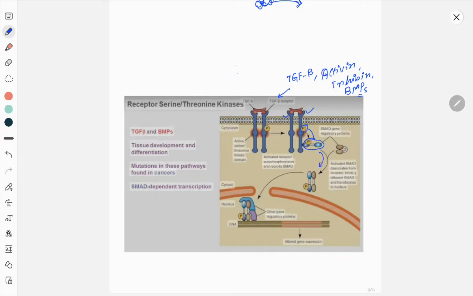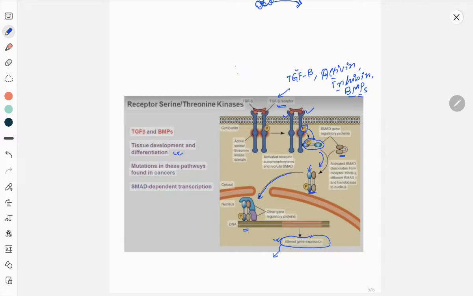This will form a heterodimer. Another SMAD regulatory protein will attach with this phosphorylated SMAD regulatory protein subunit, and this heterodimer will go inside the nucleus and will attach with the SMAD gene, and this SMAD gene will then be expressed via transcription and translation and lead to manifestation of all the functional responses of this TGF beta or activin or inhibin or bone morphogenic proteins. This is very important for tissue development and differentiation.